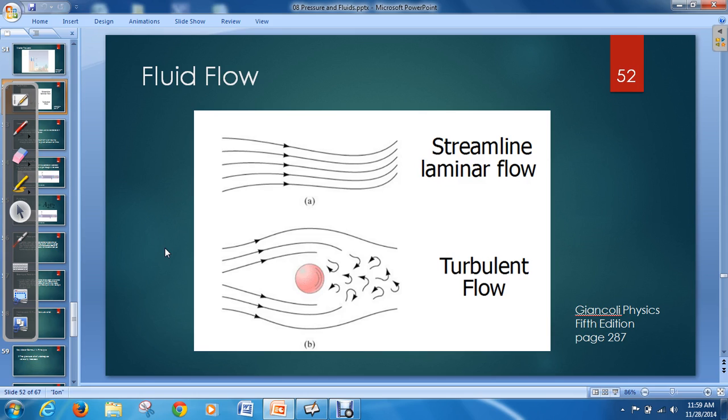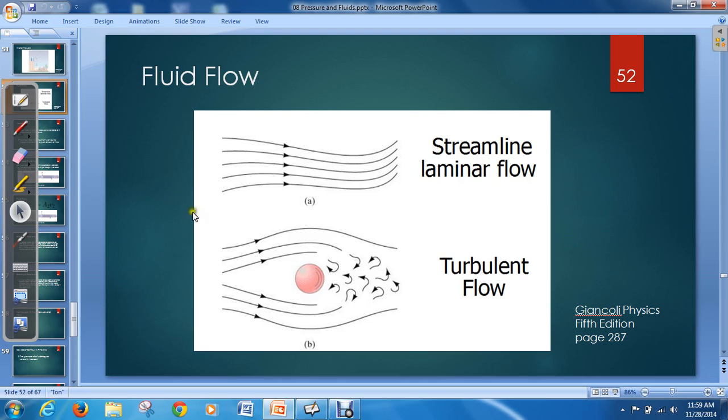In this podcast, I want to finish up the pressure and fluids unit, and we want to cover fluid flow. Everything up to this point has been just static fluid, or fluid that's not moving. In this case, we want to look at what happens when fluid is actually flowing. But before we do that, we want to think about how fluid flows.